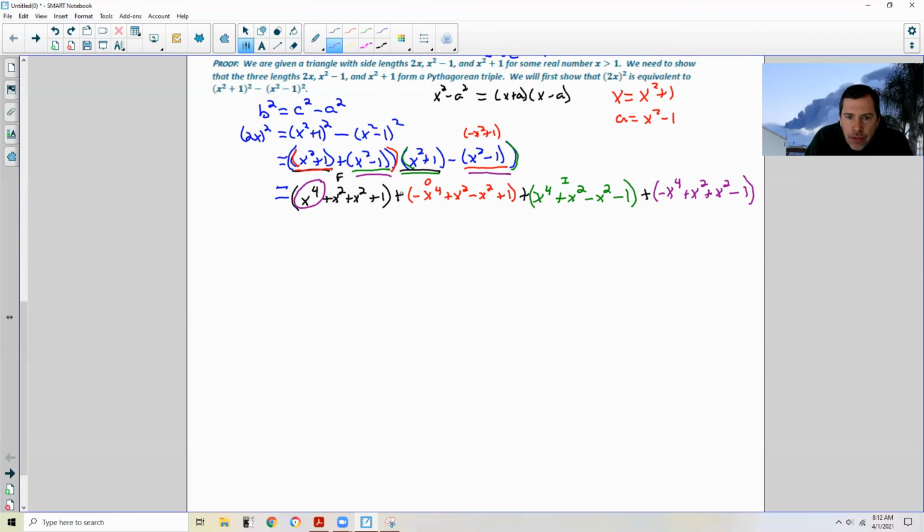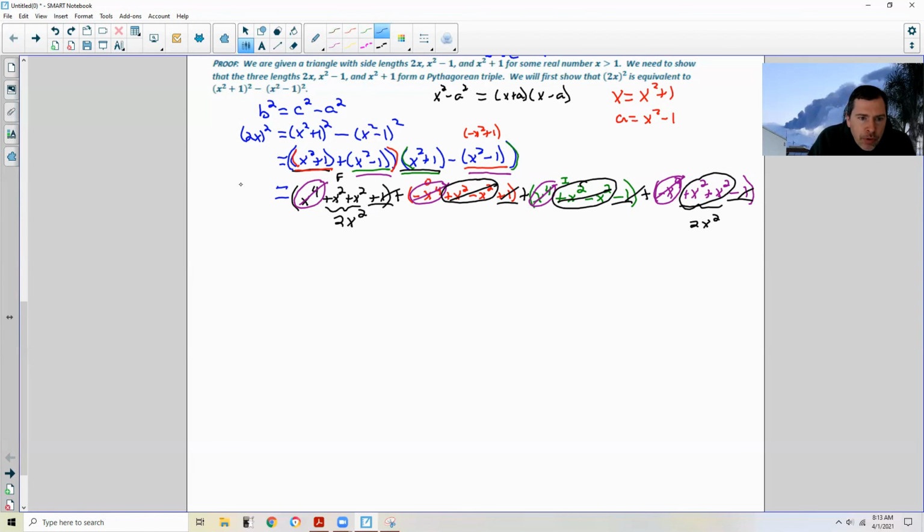So x to the 4th minus x to the 4th cancels. X to the 4th minus x to the 4th cancels. This is going to become 2x squared. I'm combining these like terms right here. These like terms are opposites. They cancel. These are like terms. They're opposites. They cancel. These are like terms. They combine to give us 2x squared. So look at all this stuff that's canceled. Now I have a plus 1 and a plus 1, which is 2, minus 1, which is back to 1, and minus 1, which is 0. So all these constants canceled, and all the x to the 4th canceled, and many of the x squareds canceled, leaving us with 2x squareds.